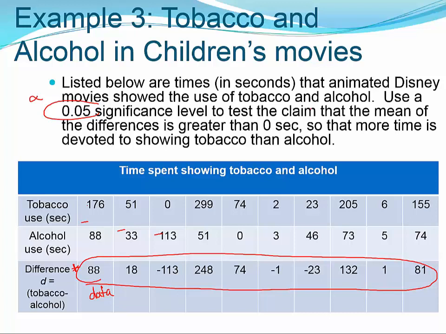Now when we look at this, alpha is going to be 0.05, and we're testing the claim that the mean of the differences is greater than 0 seconds. So the mean of the differences is mu sub d, and it's greater than 0. So that means that the first one is greater than the second one, and that's going to help us show that tobacco was showing a greater amount than alcohol. This is a one-tailed test. It's also a right-tailed test because we're using greater than.